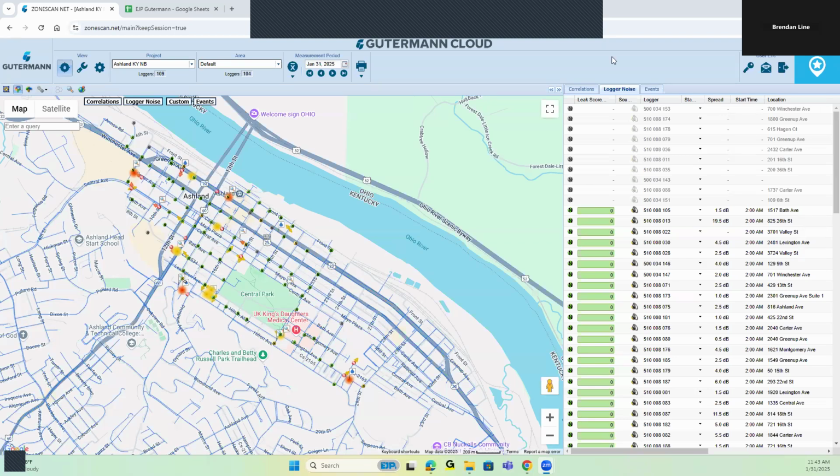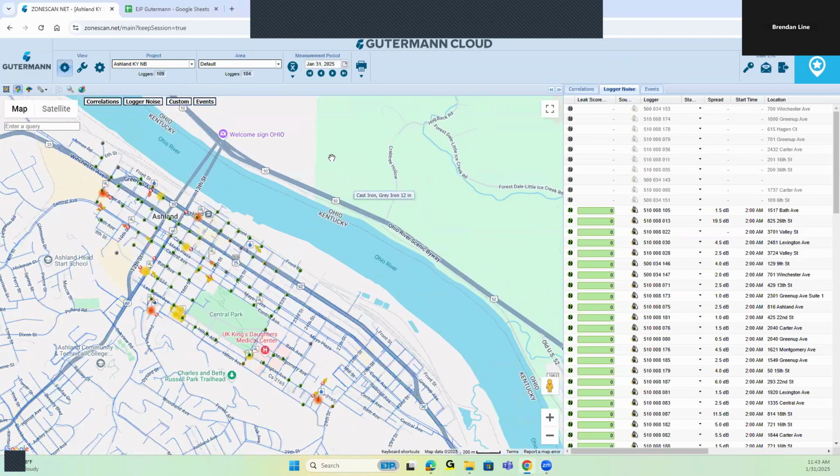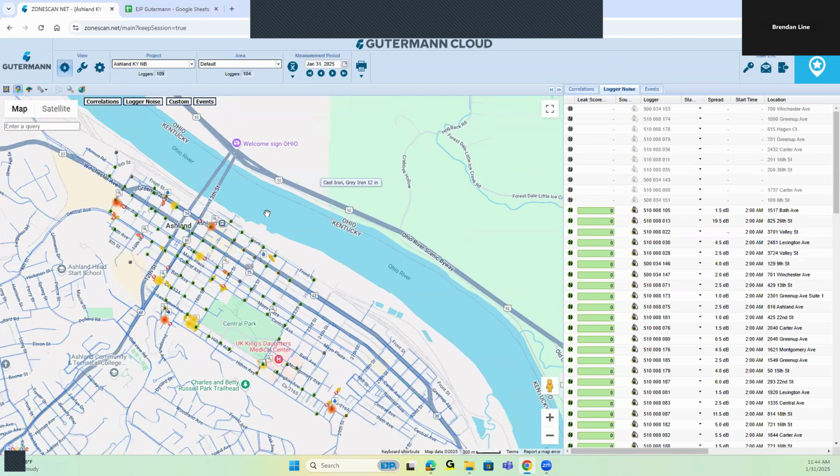Today's mini tutorial in Zone ScanNet will be the review of the maintenance feature. In Zone ScanNet, we're familiar with the leak detection mode. Under view in the top left, that's normally the mode that we're in, looking at our logger data each day, verifying logger noise and correlations.